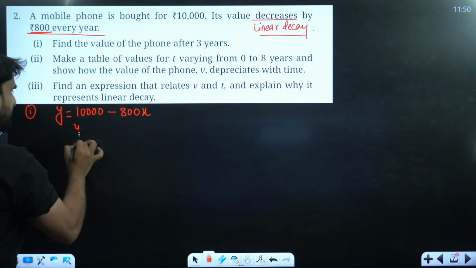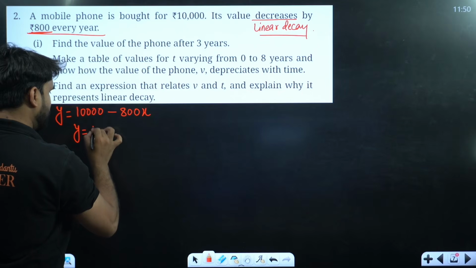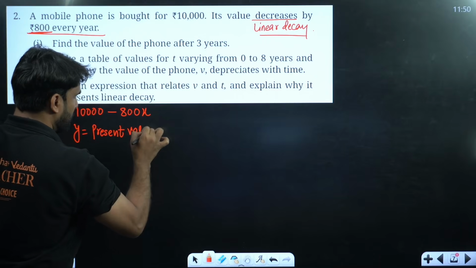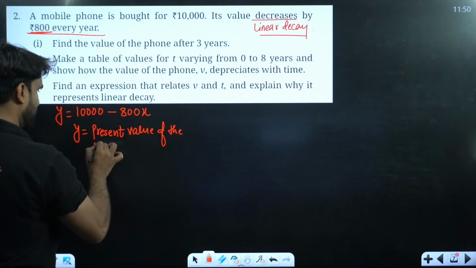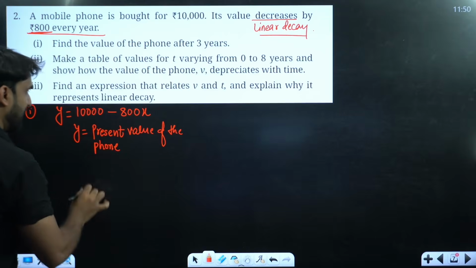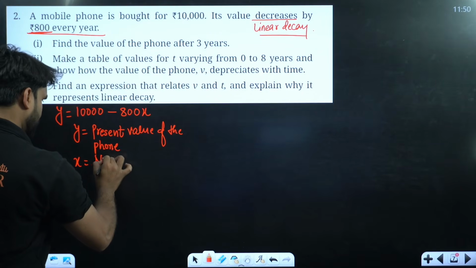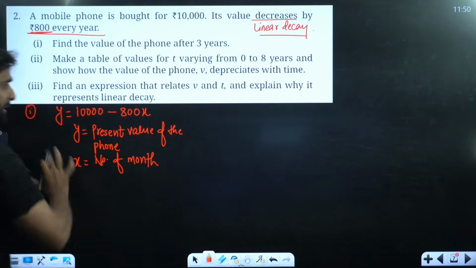So here y represents the present value of the phone. And here x represents what, champions? Number of months. I hope this is clear.